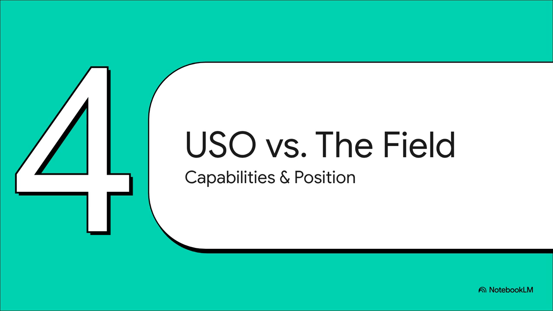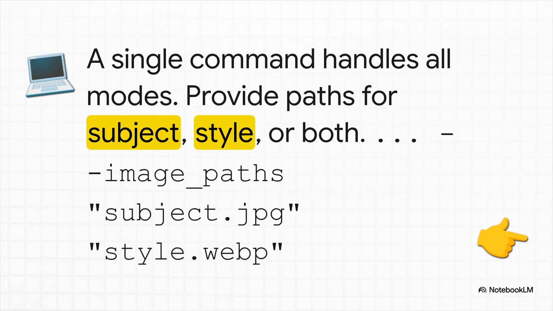Pretty cool stuff. But the big question is, what can this thing actually do? And maybe more importantly, how does it stack up against the specialized tools that we're all already using in our tool chains? Well, for starters, the model's flexibility is right there in its super simple command line interface. I mean, look at this. It's a single command that handles everything. You can give it paths for both a subject and a style, or just the subject, or just the style. It's a really elegant interface that perfectly reflects that unified internal architecture we just walked through.